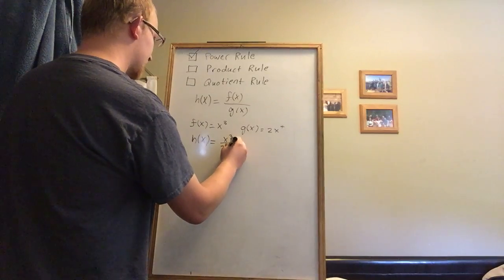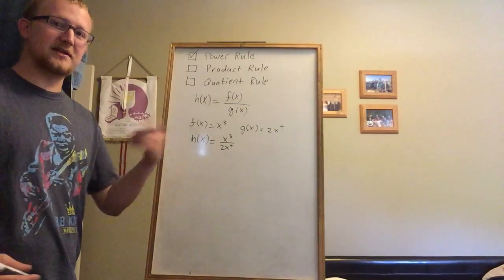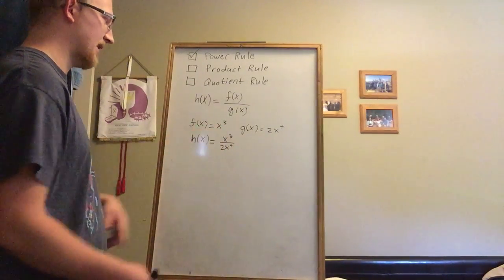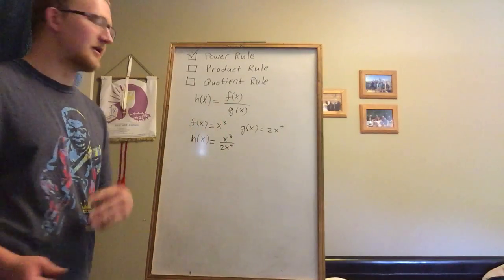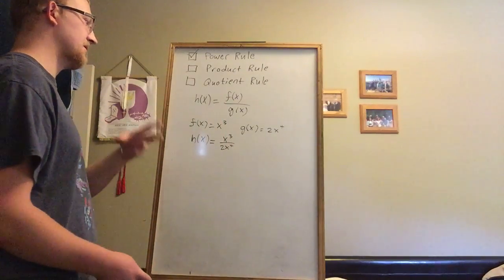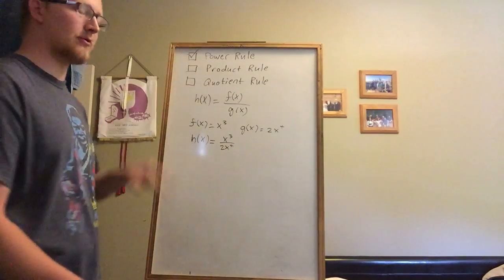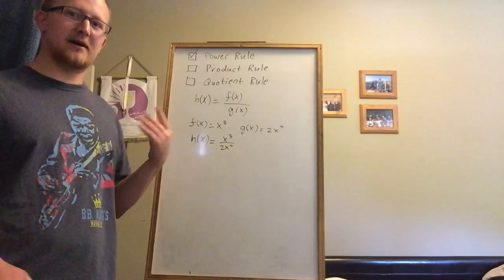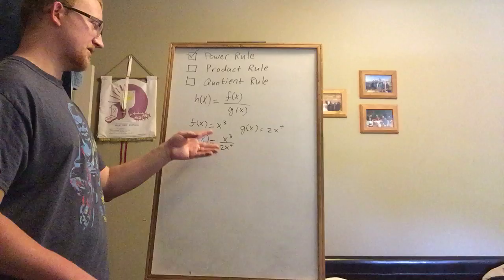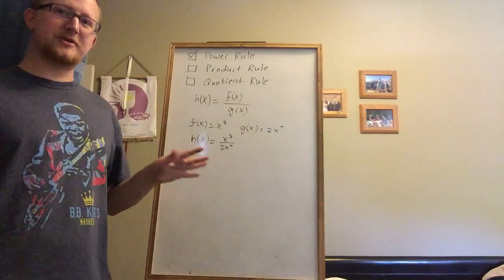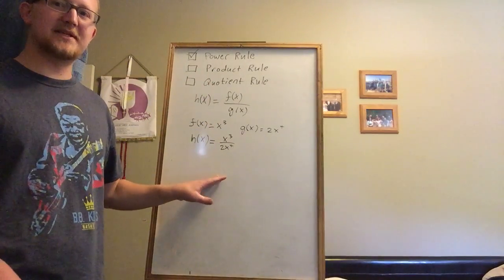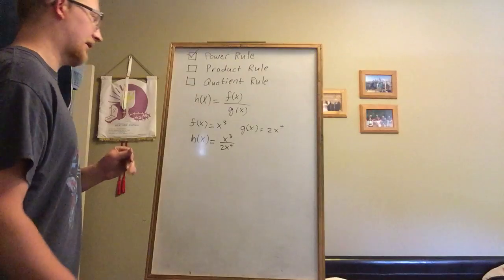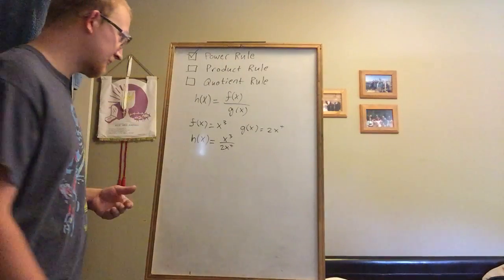2x to the 4. Now you may look at this and say, well, you could just simplify this, and you absolutely could, and just use the power rule. However, once we start getting into trigonometric derivatives, you're going to want to know these. So just pretend like you can't algebraically simplify this for now, so that you can learn the process.